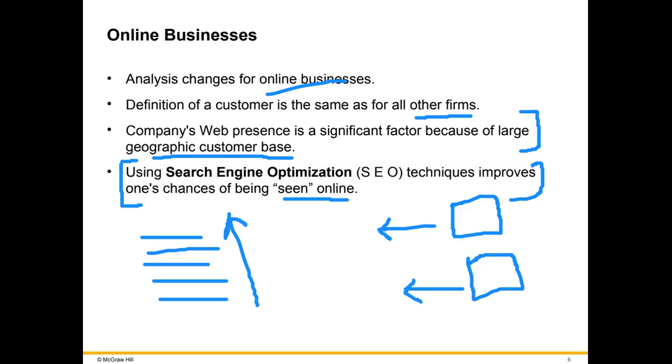And then at the top of the search engine, when you're searching, there are some paid advertisements they show. So when you're using Google AdSense and other things.